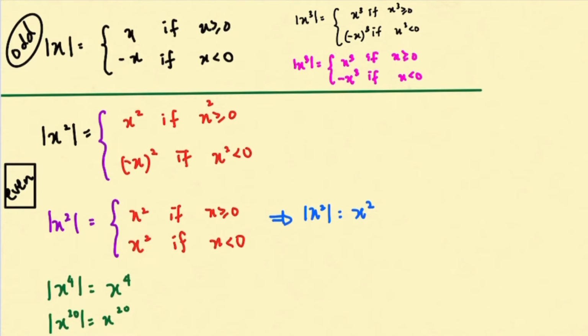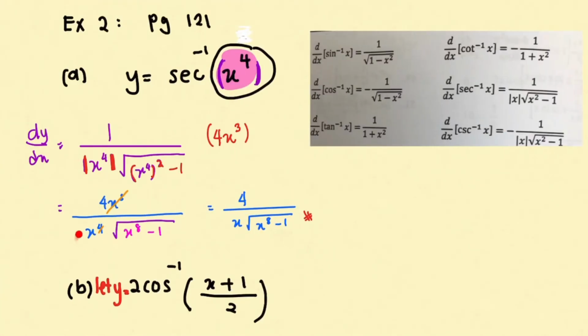Okay, so we can conclude that if we have an even power, modulus of even power, x to the power of 4, this is just equal to x to the power of 4. We can just drop the modulus. So let's do that. This is just x to the power of 4. And then your numerator here is a common term. You can cancel out. So you are left with 4 over x to the power of 8 minus 1. That is your final answer.